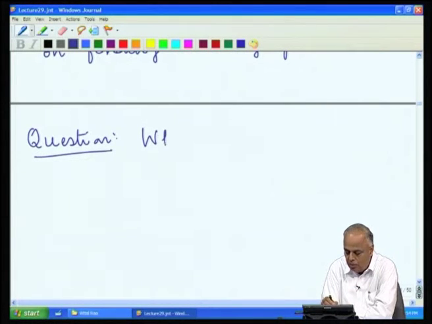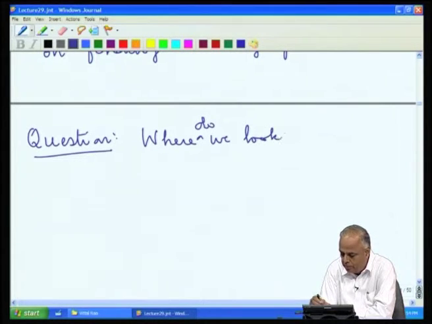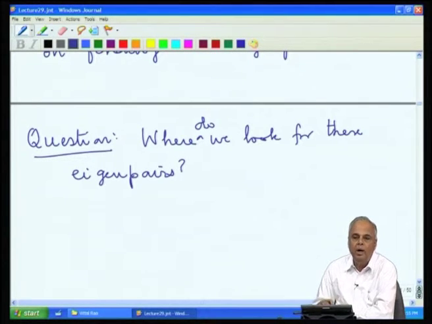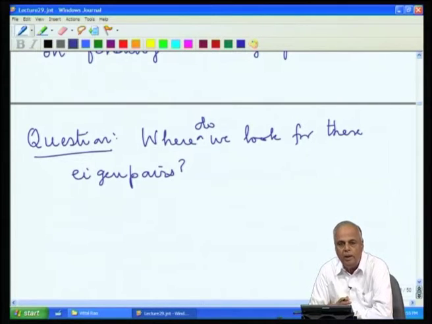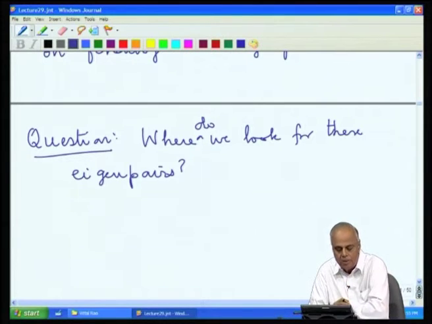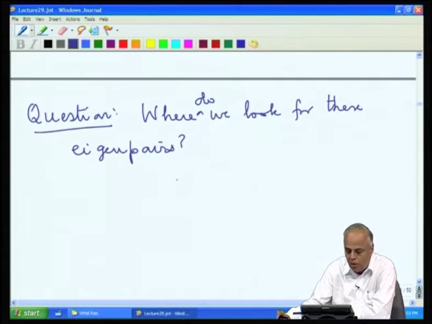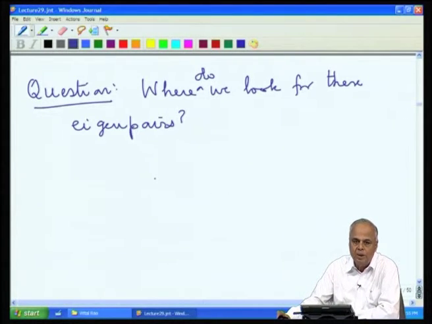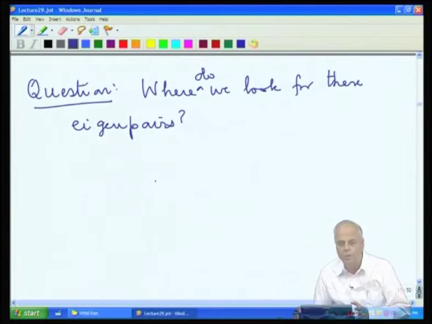where do we look for these eigenpairs? Where do we look for these eigenpairs? That should be our main goal. In fact, this is going to occupy the main analysis of diagonalizability or otherwise of a given matrix, the search for these eigenpairs. So, we shall now begin our analysis to find the answer to this question of where do we look for these eigenpairs.